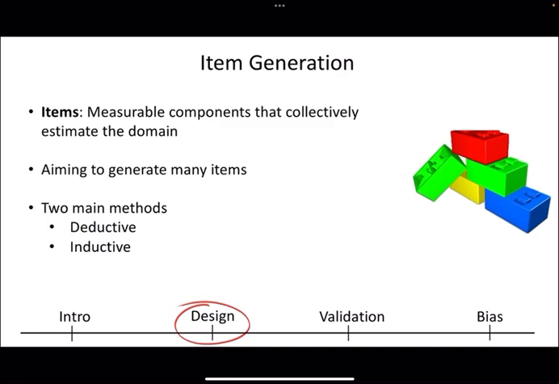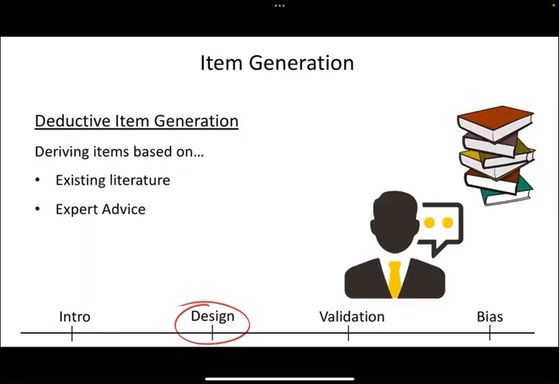As far as creating items, these items are the questions. They should be measurable and collectively estimate this domain. You should probably start with way more items than you need, because then you can pick the best ones. And there are deductive and inductive ways. Deductive item generation is like consulting the literature or experts in a top-down process to figure out what would make a good item.